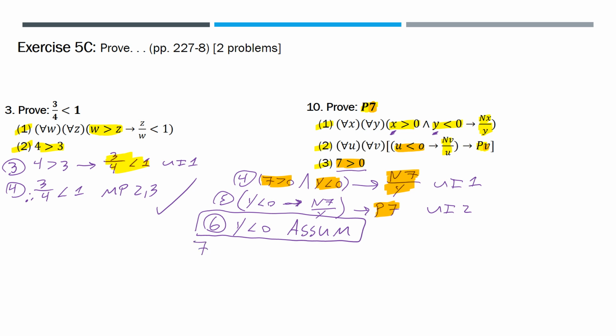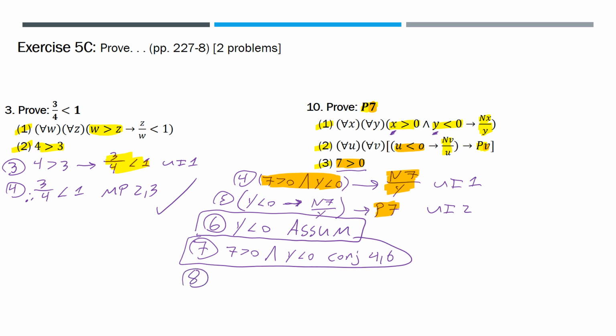Then for 7, we will combine that with 7 is greater than 0. So we'll say 7 is greater than 0 and y is less than 0. This is the conjunction of 4 and 6. And now we have this antecedent, if you think about line 4. So for line 8, we can get N 7 over y by modus ponens 4, 7. With this assumption, line 6, we're able to get this result.